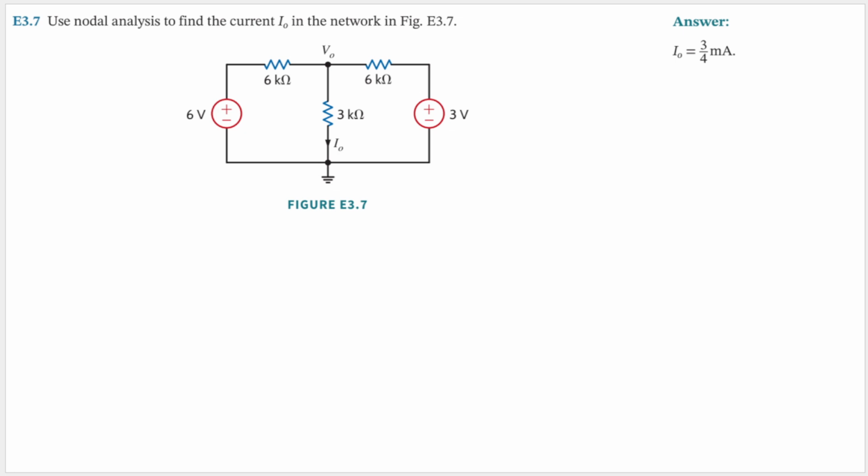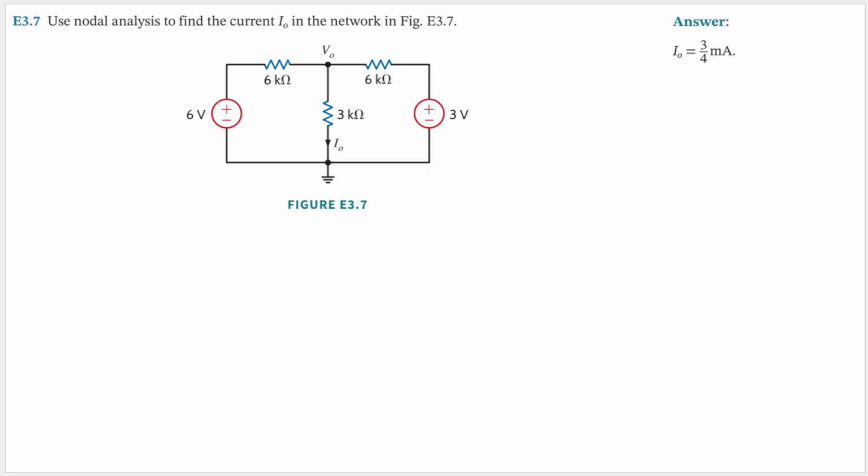Hello, my name is Ardi and we are going to solve problem E3.7 from Irwin's book. So the question is: use nodal analysis to find the current I0 in the network in figure E3.7.